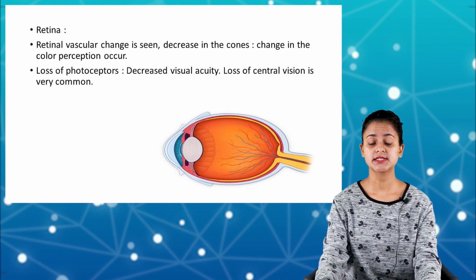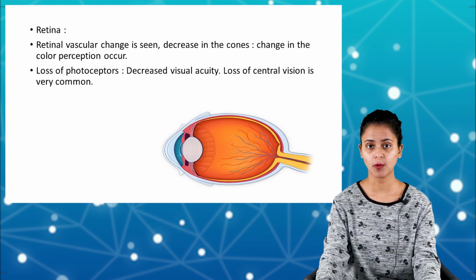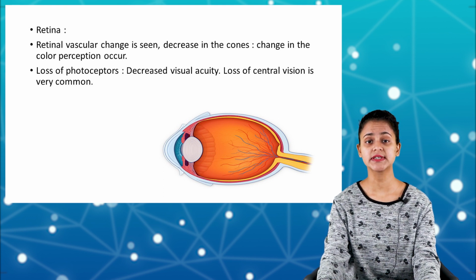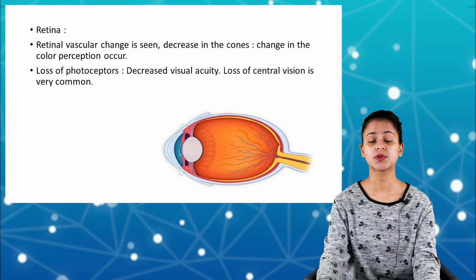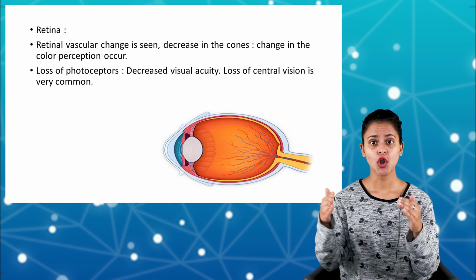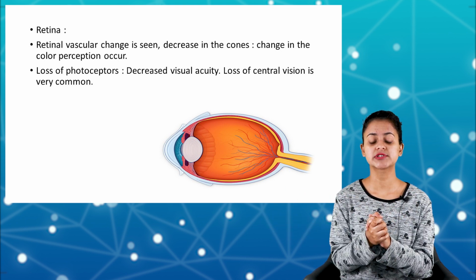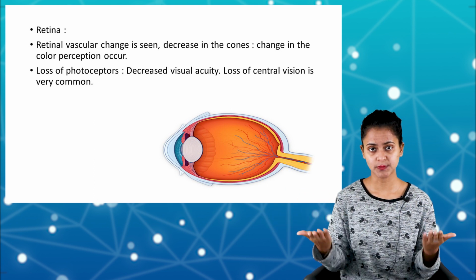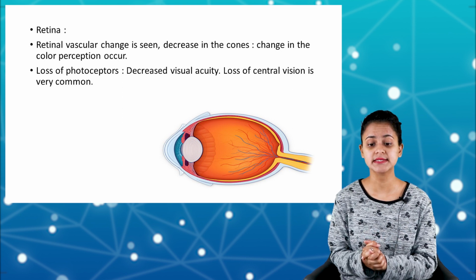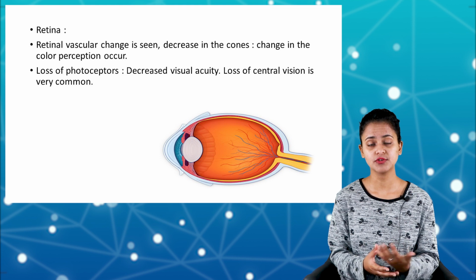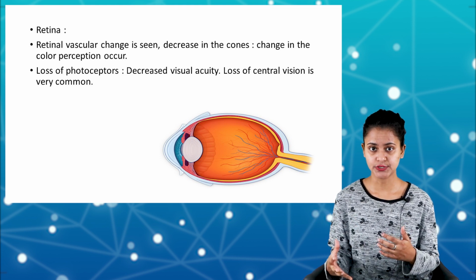There will be retinal changes. Basically, the retinal vascular changes here are very common. There will be a decrease in the cones. So that is the reason there will be changes in the color perception for a particular individual. Loss of photoreceptors is often seen among the clients. That is the reason there will be decreased visual acuity with older individuals.